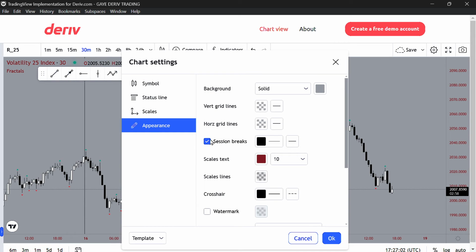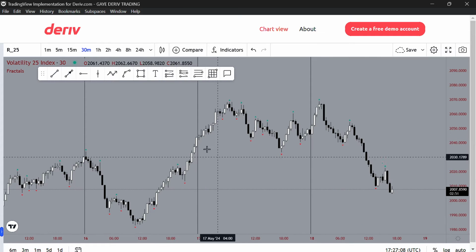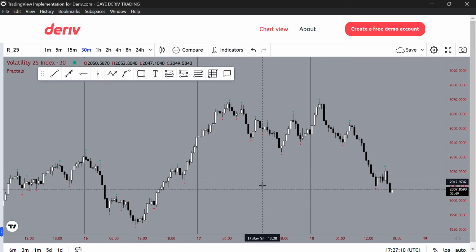Okay, so session breaks, you turn it on. If you're on MT5, it will be on already. On TradingView, you have to turn this on so that we get the divisions for each day.